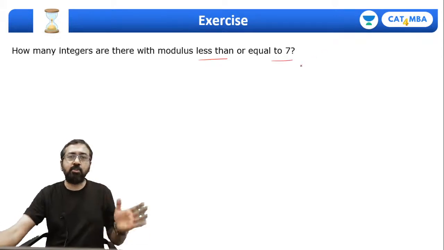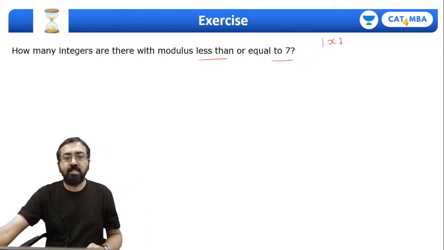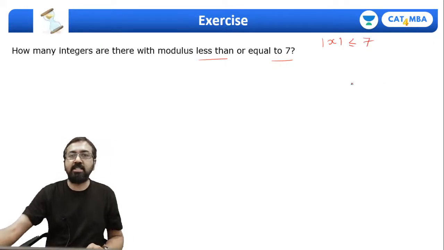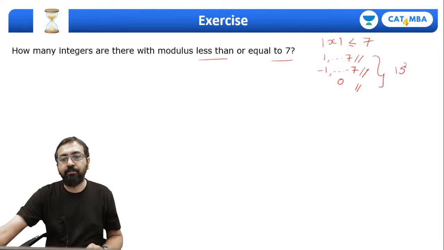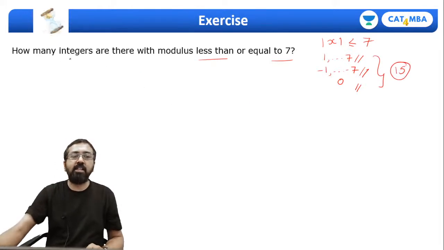Guys, this is similar to that question. How many values of x are possible for which mode of x less than or equal to 15? Here, mode of x should be less than or equal to 7. So once again, I can take x value as 1, 2, 3, 4, 5 up to 7. Or I can take minus 1, minus 2, minus 3 up to minus 7. Or I can take 0. So 7 values, 7 values and 1 value. Total 15 values. So there are 15 integers possible.